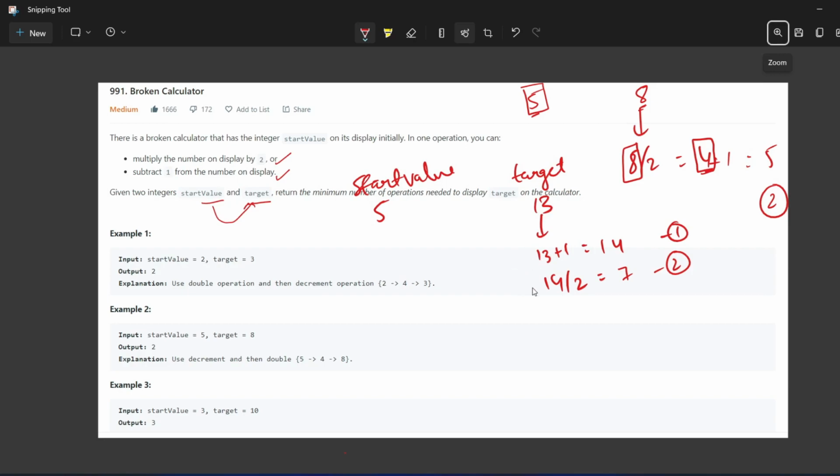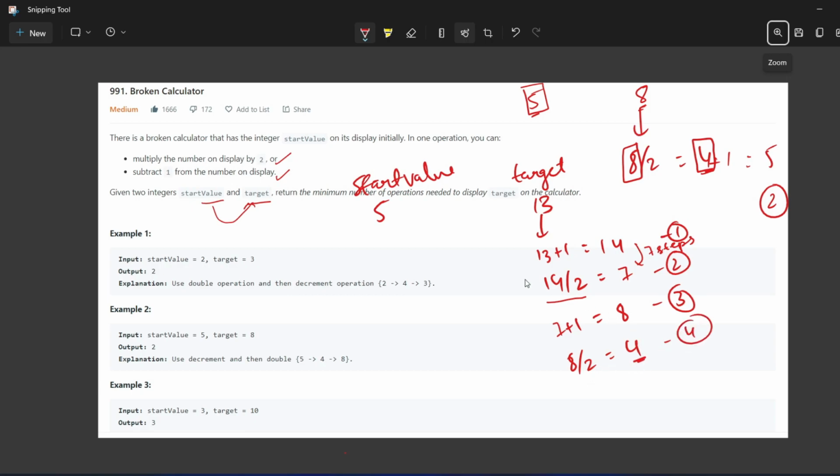If we add, it will take 7 steps, but if we divide, it takes only 1 step. And we have to do it in the minimum number of steps. So whenever it is even, we are going to divide it. Then 7 is odd, so we add 1. It will be 8, and that is the third step. And 8 divided by 2 will be 4, which is the fourth step.